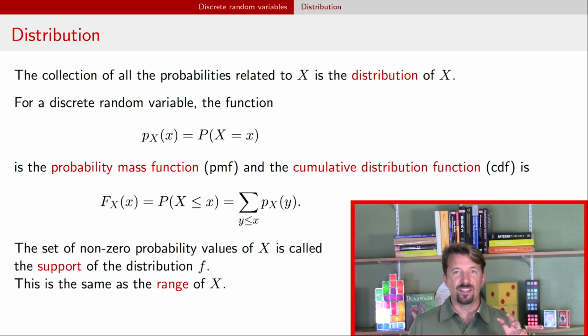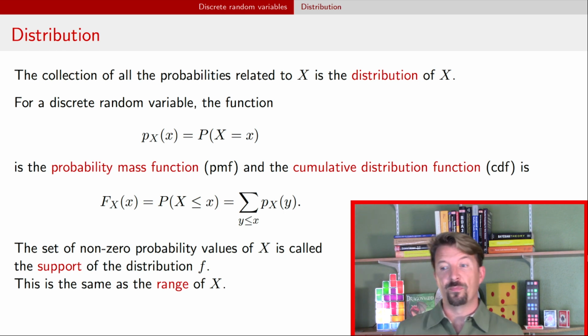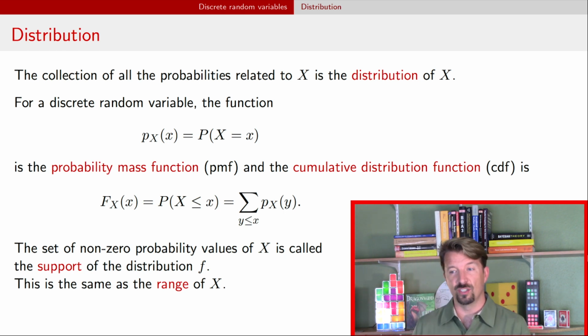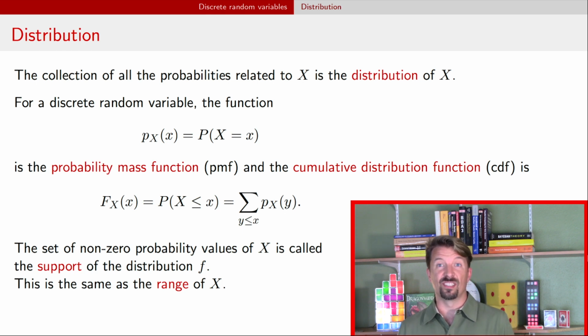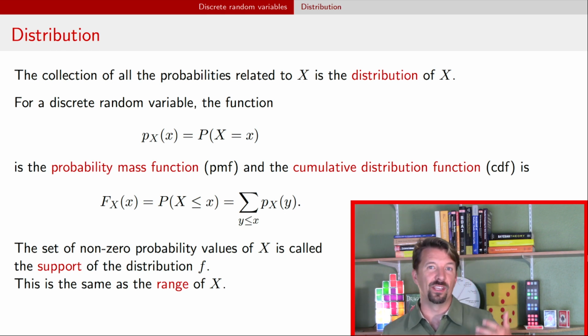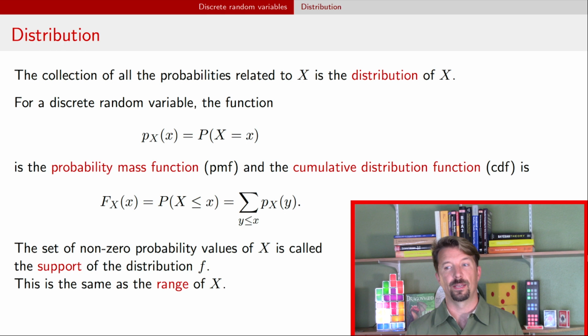There's also some more terminology here. The set of all non-zero probability values of X is called the support, because it's the values that the probability mass function, which I should have written not as little f there but as p subscript X of x, can take on. Everywhere else it's 0. This is exactly the same as the idea of the range of the random variable X. Support and range are the same, and I'll probably use the term support going forward. So we've got the probability mass function, the cumulative distribution function, and the support.